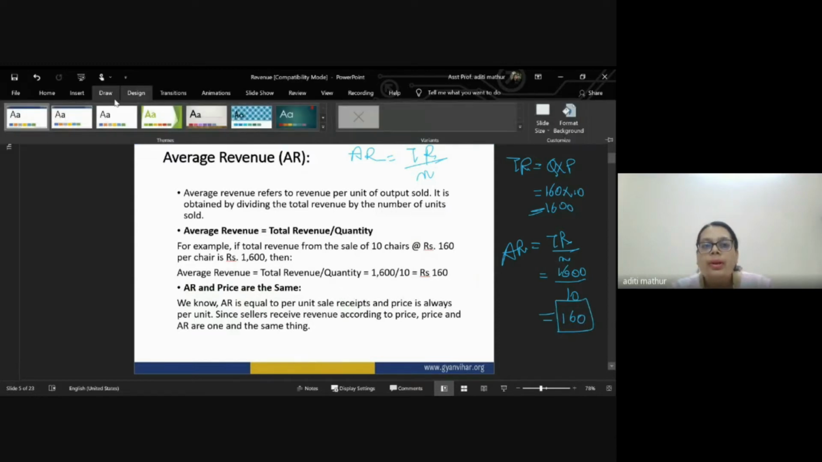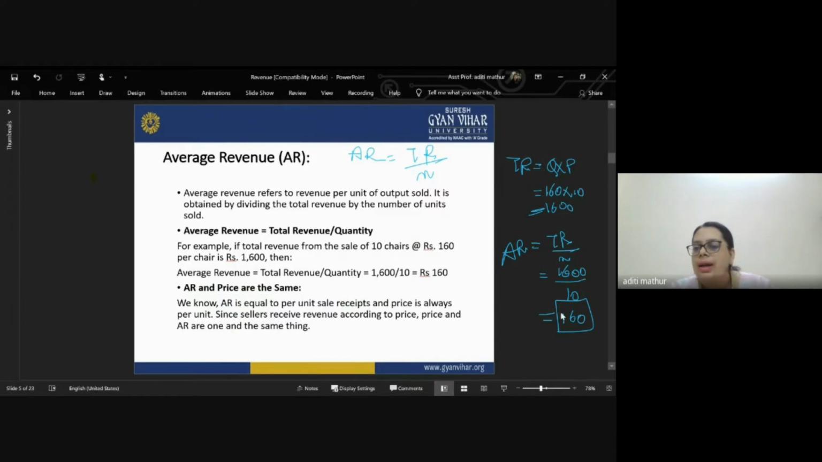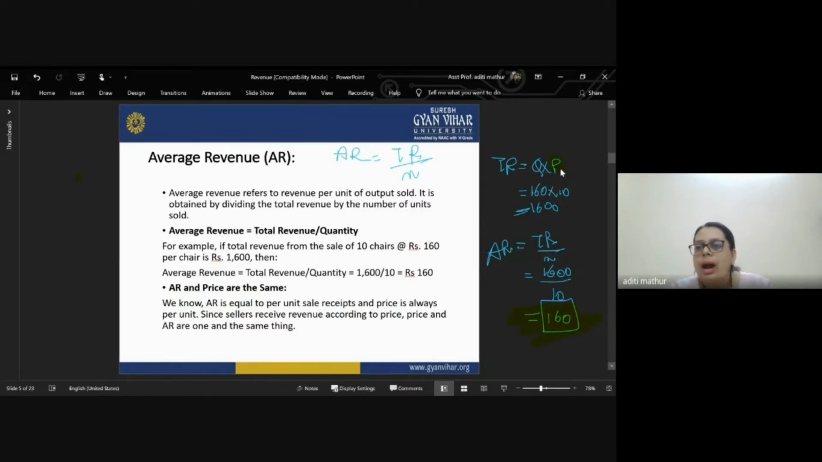So there is one important point which I have to discuss with you right now. That is that our average revenue which we have calculated over here is equal to our price, which is 160. Can you see? 160 is equal to the average revenue which we have calculated. And because of this we say that your average revenue and price are the same, right? So always remember that your average revenue is equal to the price.